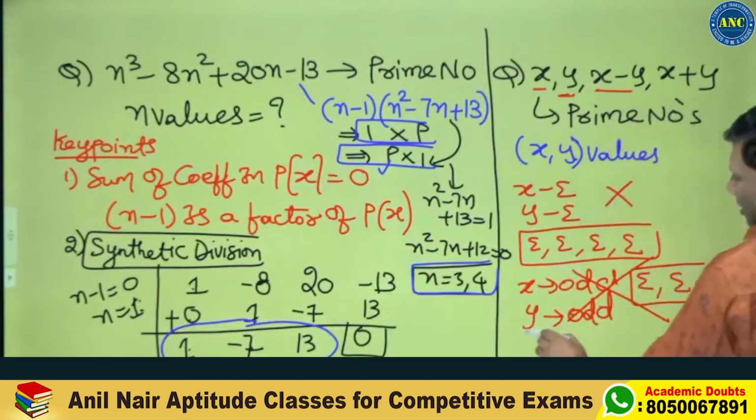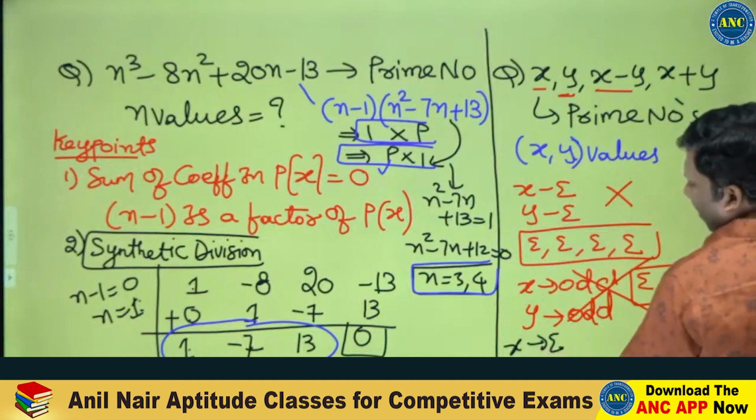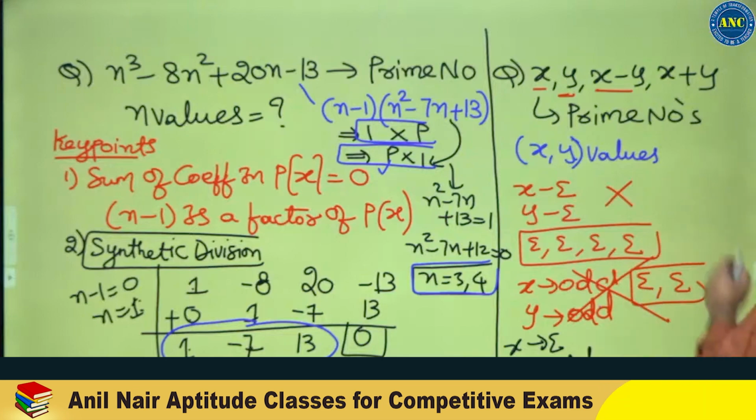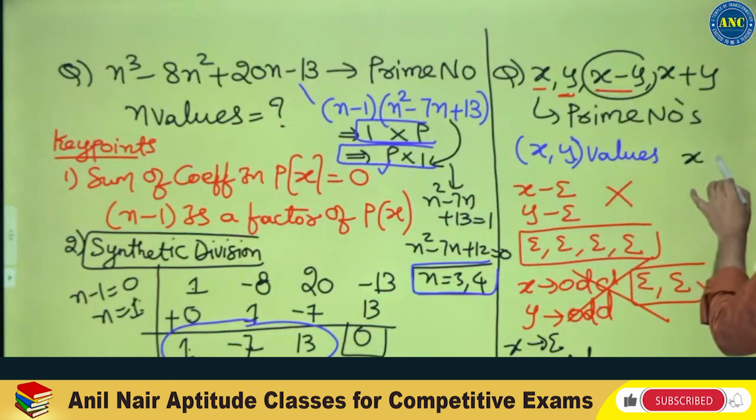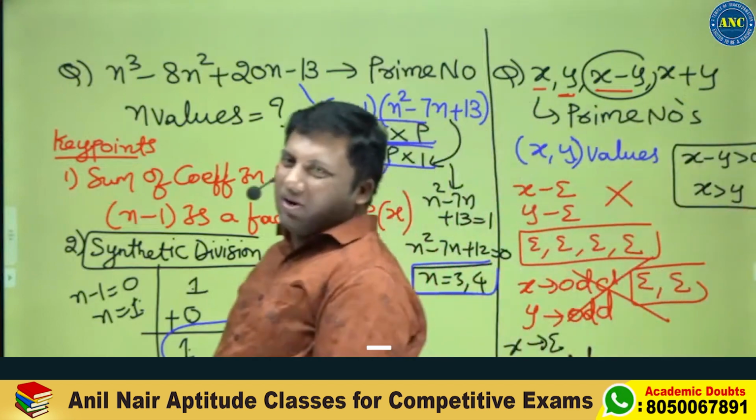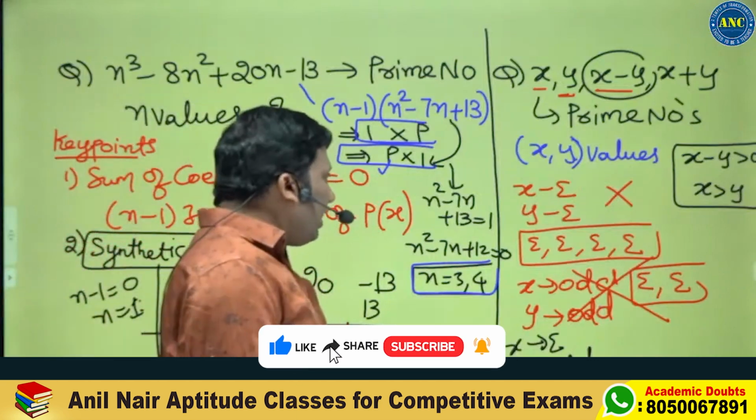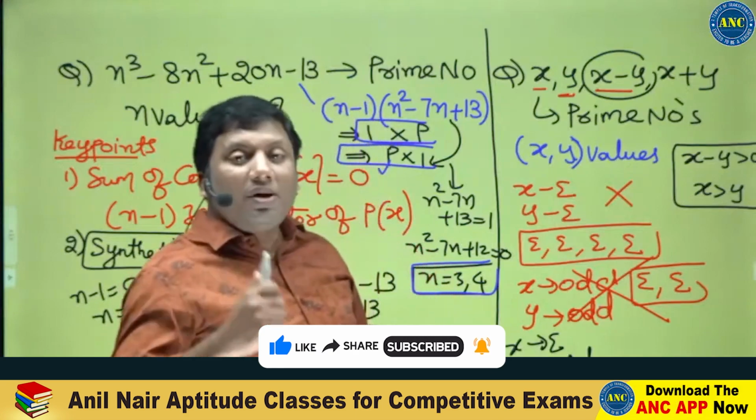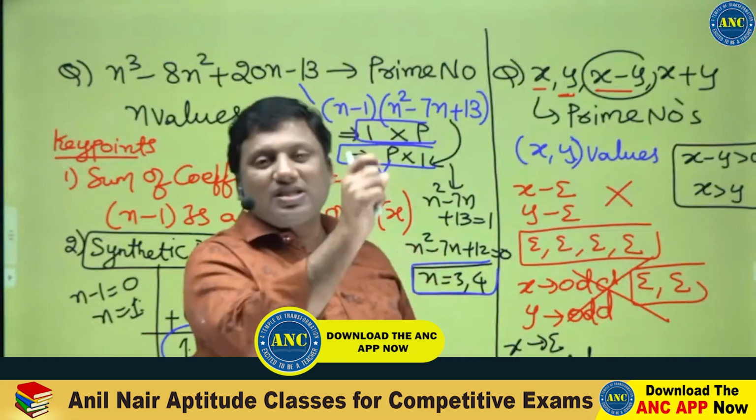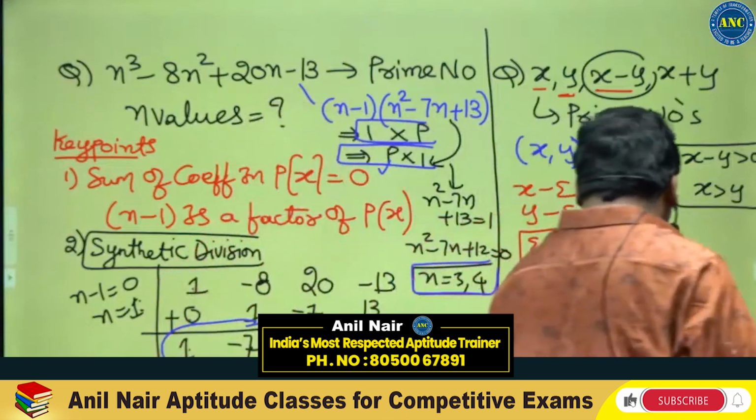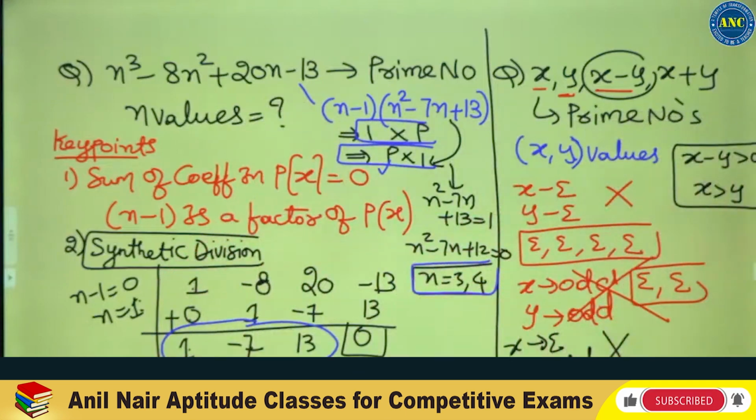Now if x is even and y is odd, x minus y is greater than 0, that means x is greater than y. What is the lowest even prime number? 2. Here even would have to be greater than odd, but even cannot be greater than odd. In the set of primes, the lowest even prime is 2 and every other prime is odd. So this case is also eliminated.